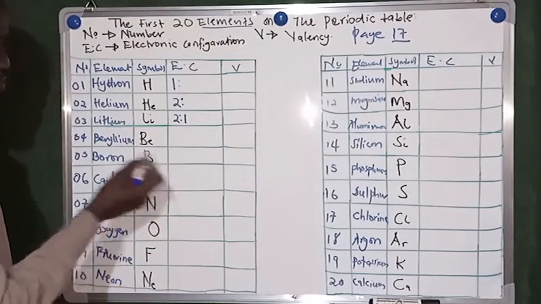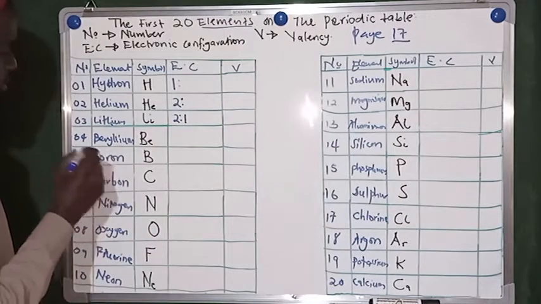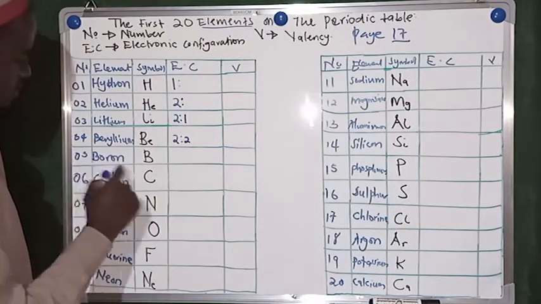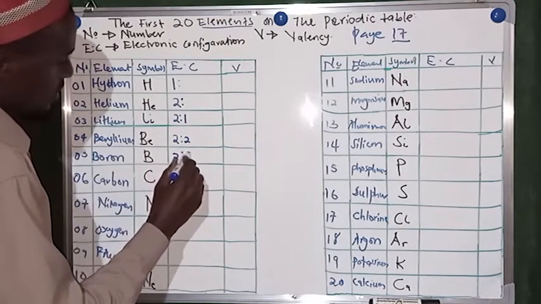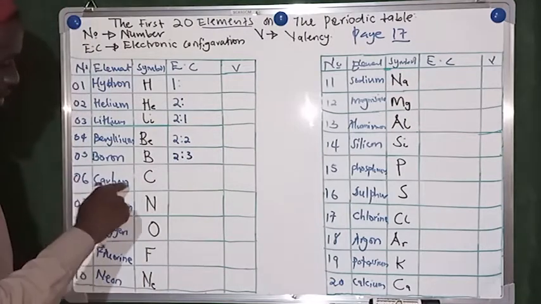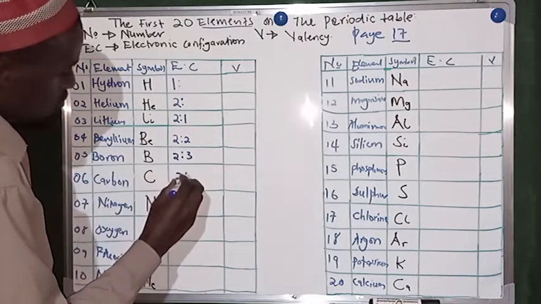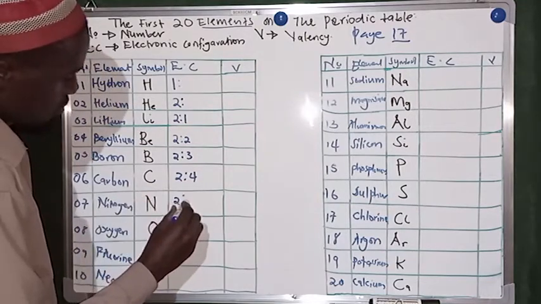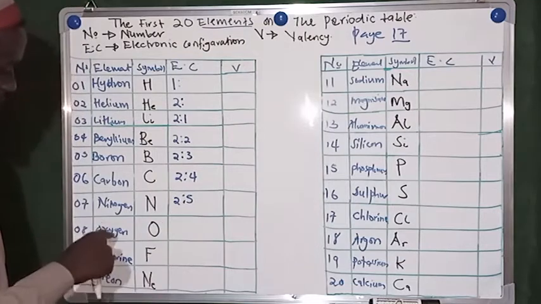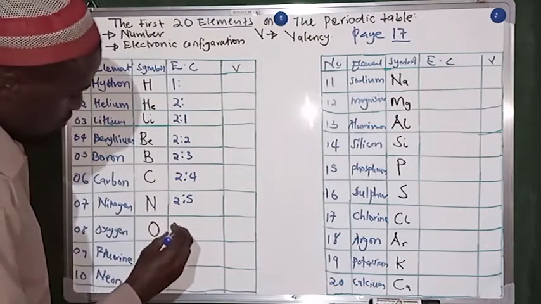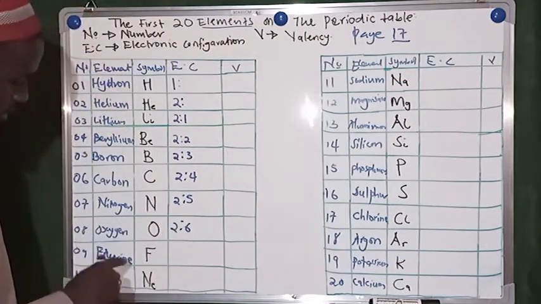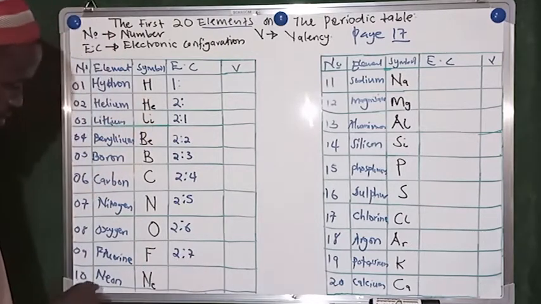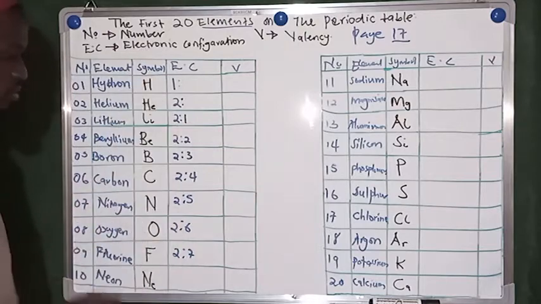Okay, now we go on to beryllium. Beryllium is 4, so you're having a 2, 2. Boron is 5, so you're having a 2, 3. Carbon is 6, so you're having a 2, 4. Nitrogen is 7, so you're having a 2, 5. Oxygen is 8, so you're having a 2, 6. Fluorine is 9, so you're having a 2, 7. Neon is 10. But let us go back.